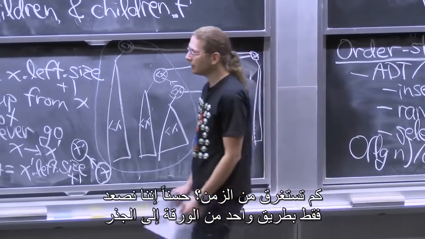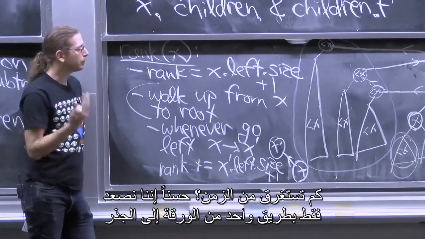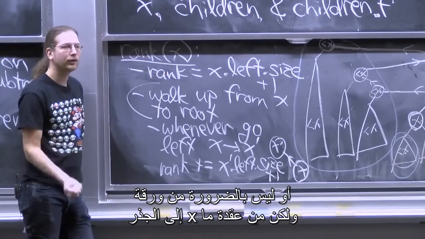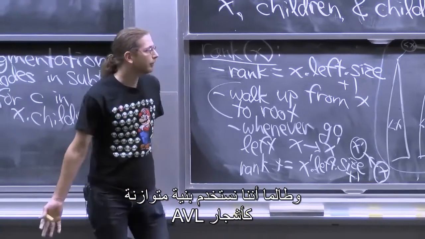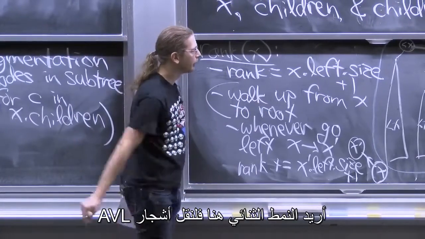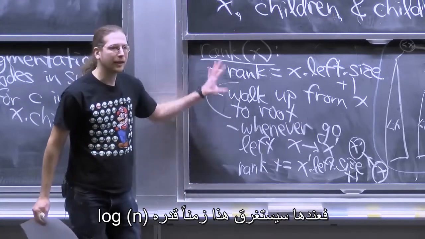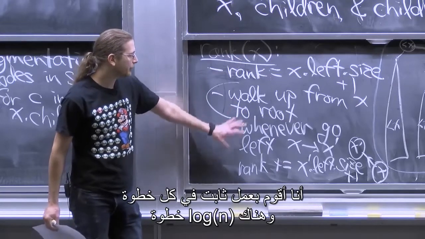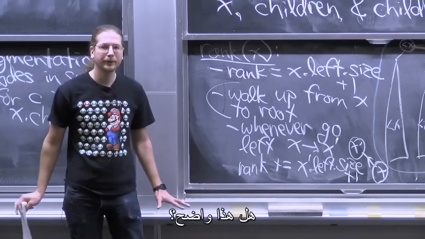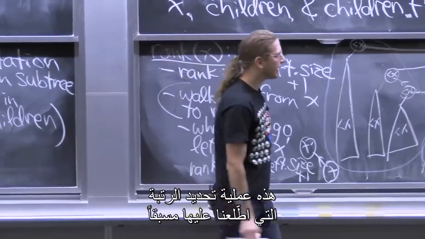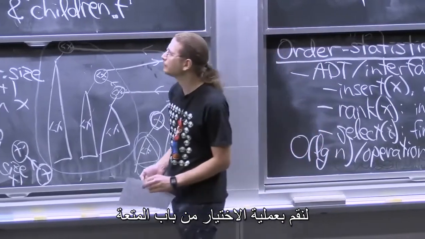How long does it take? Well, we're just walking up one path from a leaf to root, or not necessarily a leaf, but from some node x to the root. And as long as we're using a balanced structure like AVL trees, I guess I want binary here, so let's say AVL trees, then this will take log n time. So I'm spending constant work per step, and there's log n steps. Clear? So that's good old rank. Easy to do once you have subtree size. Let's do select for fun.